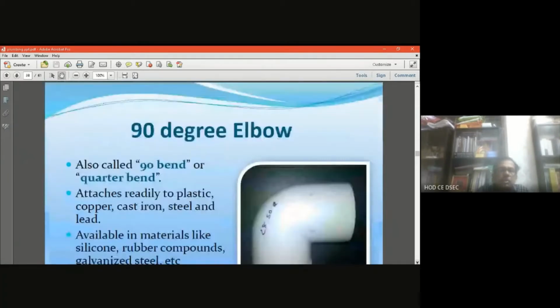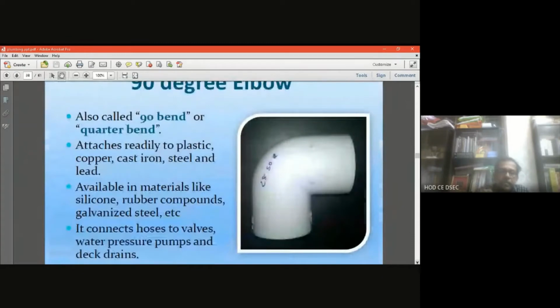Now, the 90-degree elbow is also called the quarter bend because it is shaped as a bend. It attaches readily to plastic, copper, cast iron, steel, and lead. How many materials? Whatever the manufacturing materials of the elbow or bend are. The 90-degree elbow is called the 90 bend. It is made of plastic, that is PVC, copper, cast iron, steel, and lead.